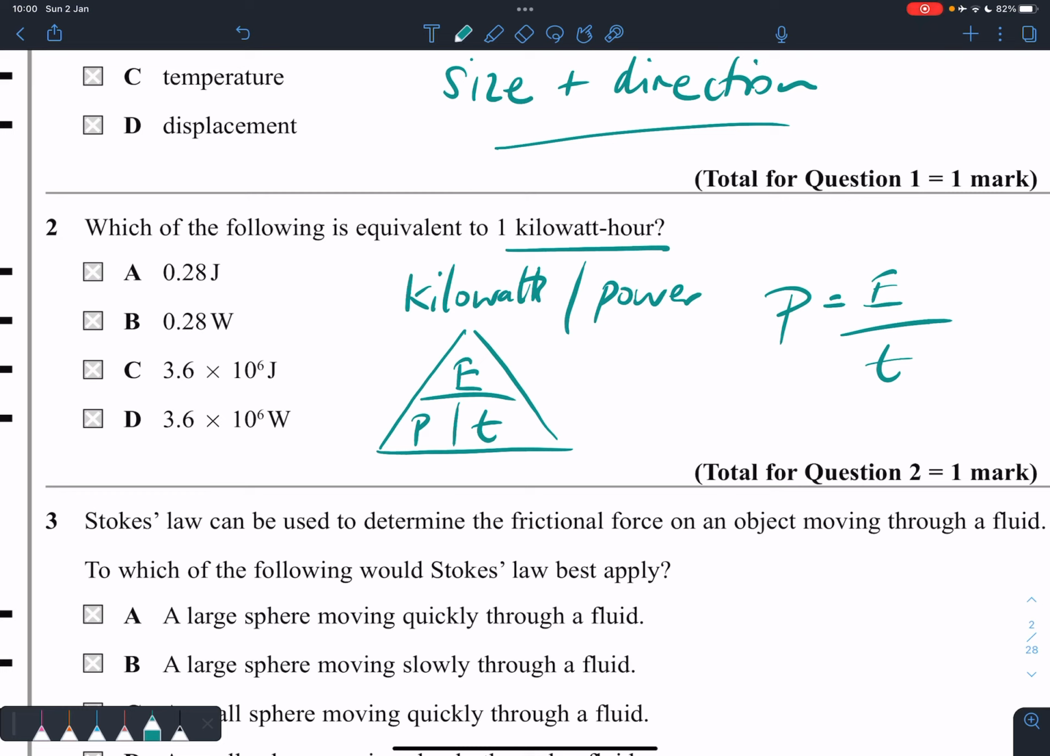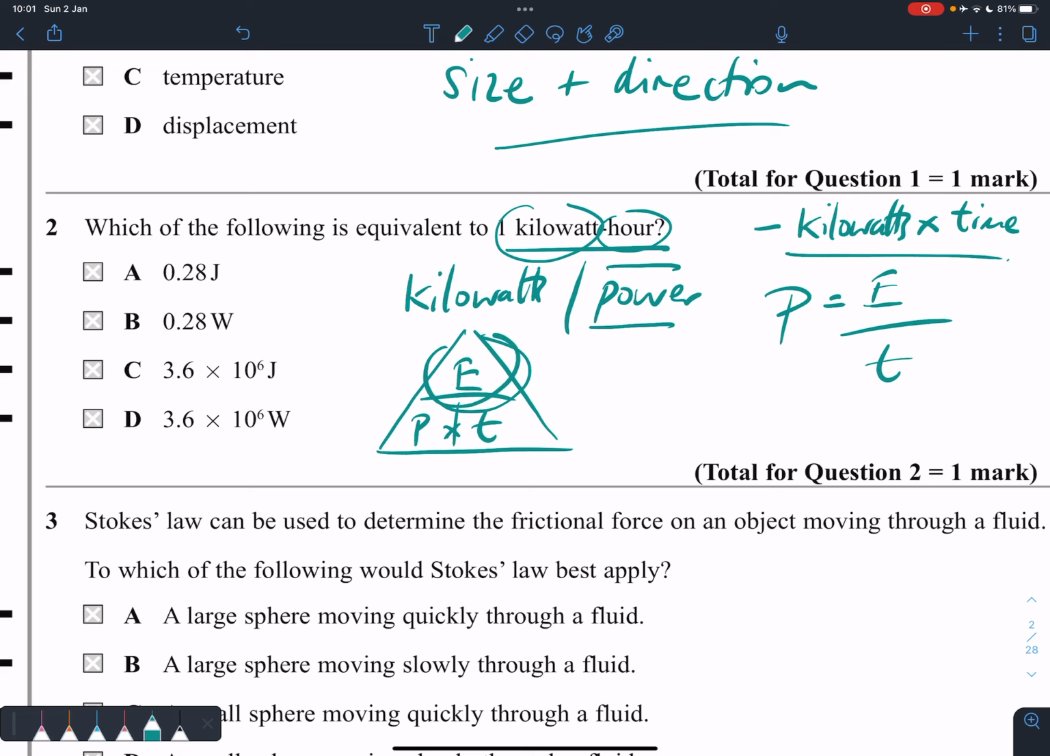So what happens if you take power and multiply it by time? Power times time, you get energy. And so kilowatt hour is actually power times time. It might not be clear because it looks like a hyphen, but what it really means is kilowatts times time, or times hours. So that's enough of a clue there. It's going to have units of energy, not units of watts of power.